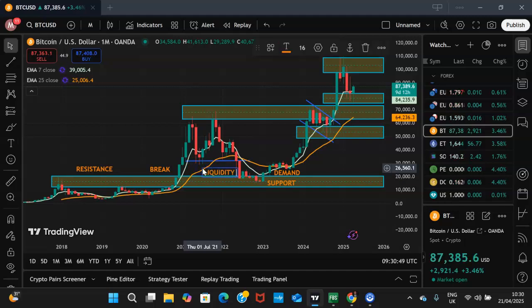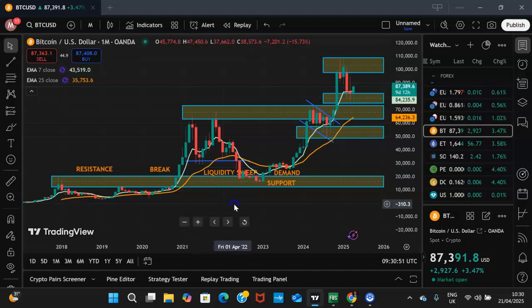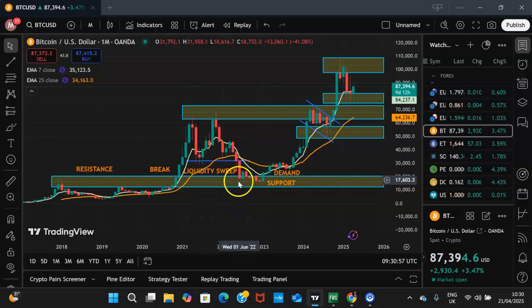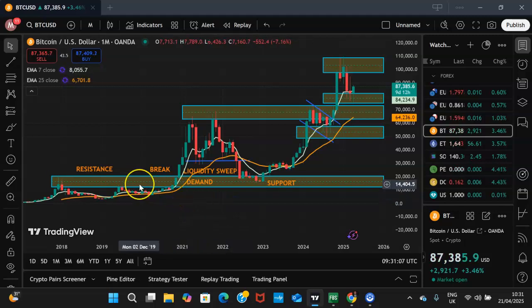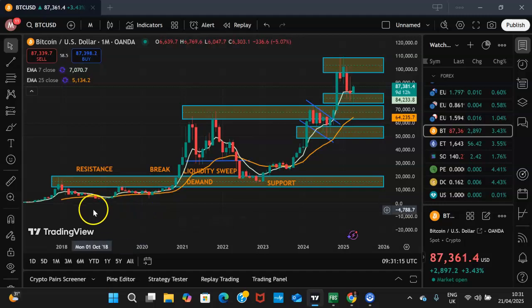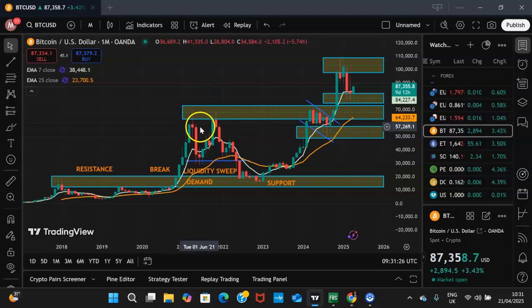And now price did a liquidity sweep to come and retest this previous demand zone here. Now this is actually seen in a bullish move. As you can see from this indication, price is literally staying above the 7-period exponential moving average and the 25-period exponential moving average as price continues to skyrocket higher.